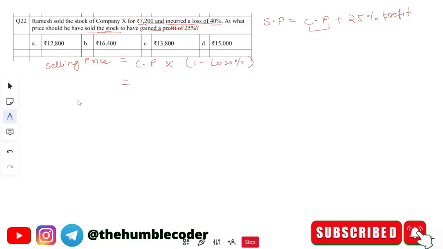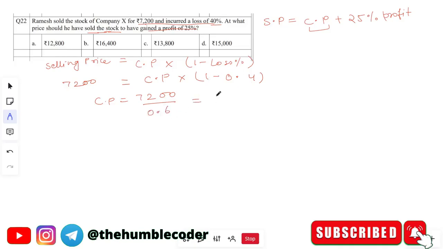Let's substitute the values here now. Selling price is how much? 7,200, and then the cost price we need to find out, and then 1 minus loss percentage. 40% we can write as 0.4. So now we will solve these values. Cost price is equal to 7,200 divided by 1 minus 0.4, which is 0.6. When you solve it, we will get 12,000. So we have found the value of the cost price.